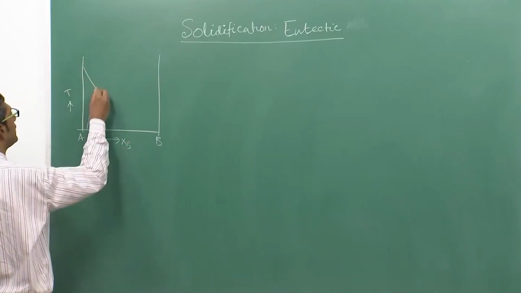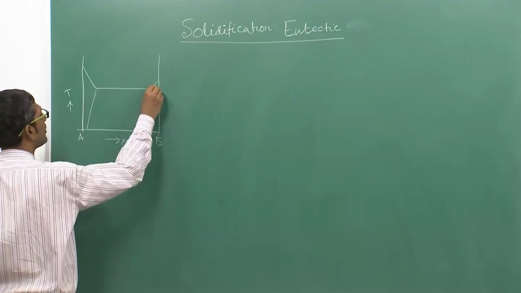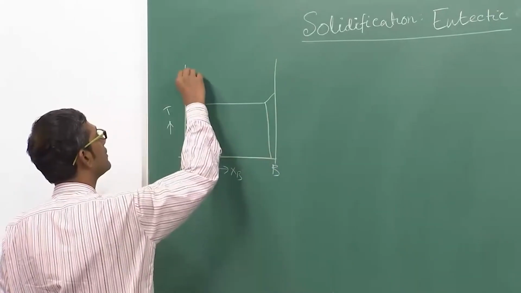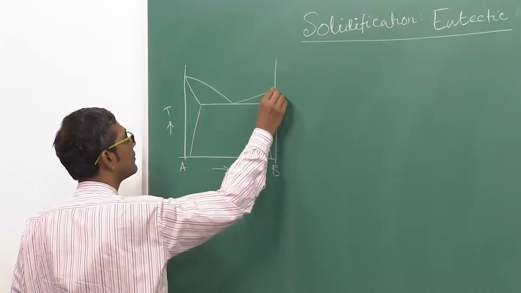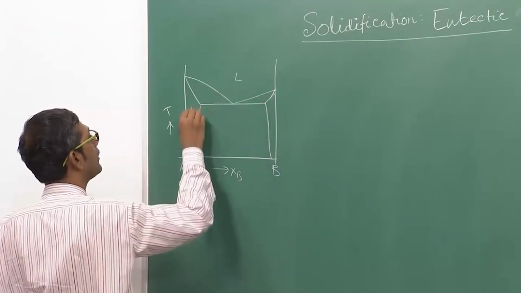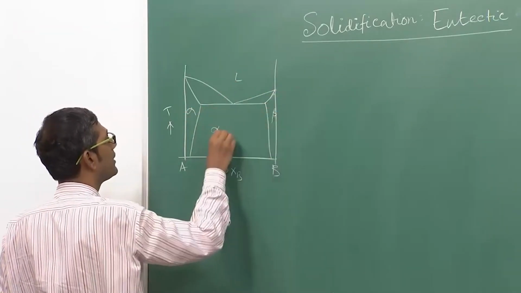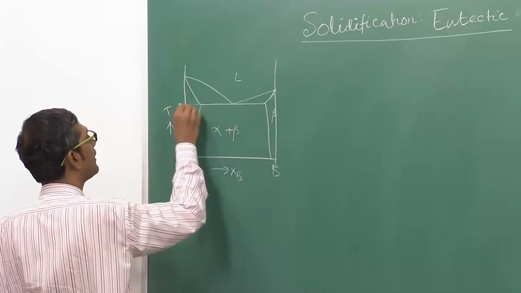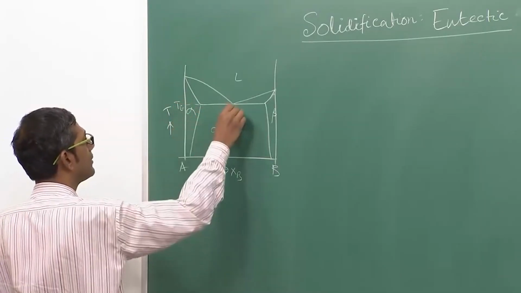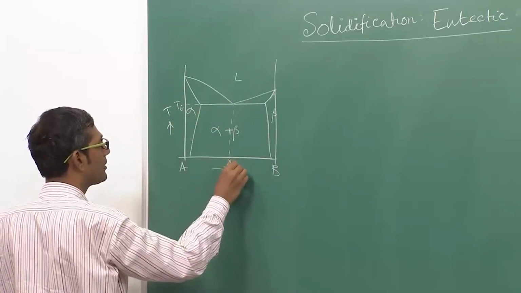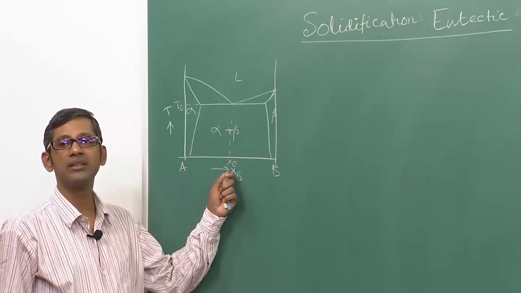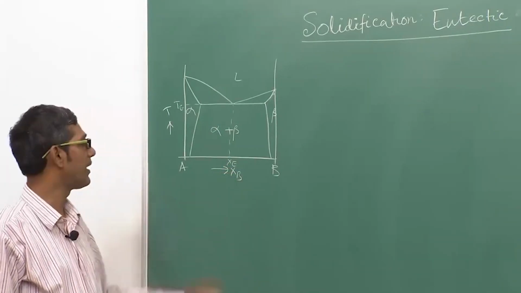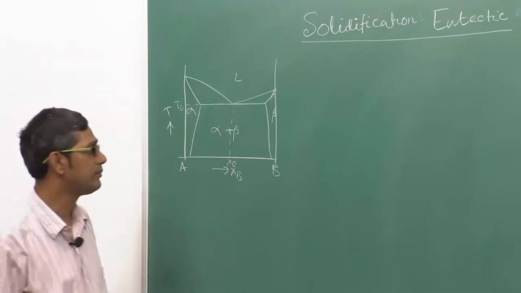As usual, it is a phase diagram with two terminal solutions. Liquid transforms to two phases alpha and beta at the eutectic temperature. And we are going to discuss only the case for which the composition of the alloy is exactly the same as the eutectic, that is equal to Xe.